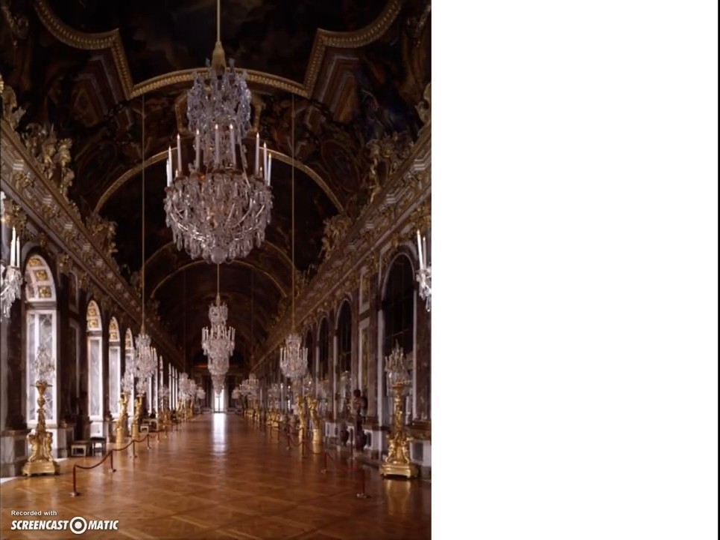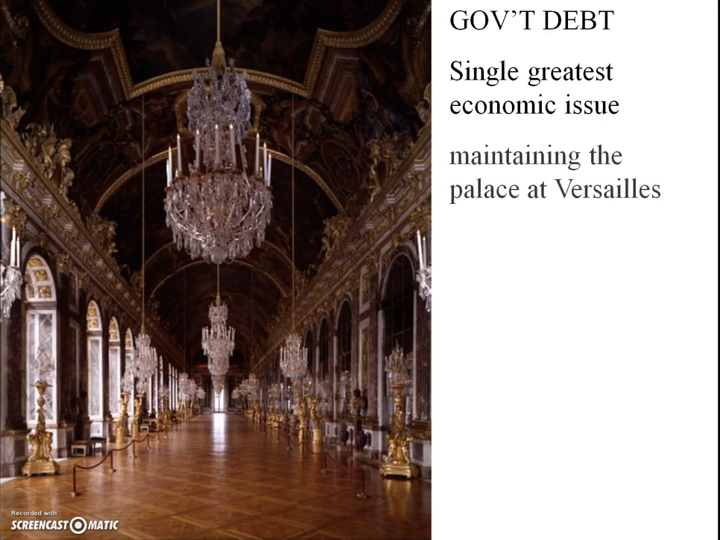You might remember this as the Hall of Mirrors at the Palace of Versailles, and it's a good representation of the single biggest economic issue that's going to get France into trouble: the government going deeply into debt. A large part of that debt was centered on maintaining the palace at Versailles. It took 16 years to build. Nobody knows the exact cost because Louis XIV had all the records destroyed upon its completion.